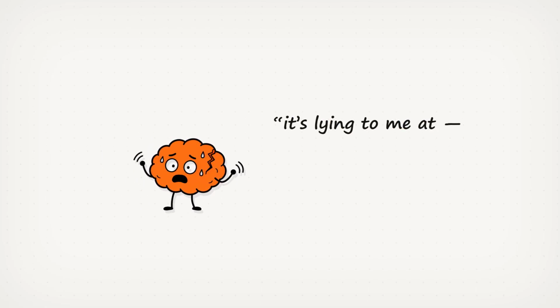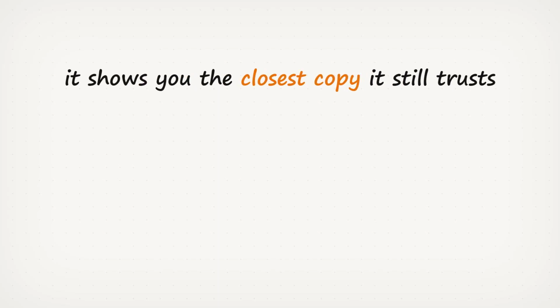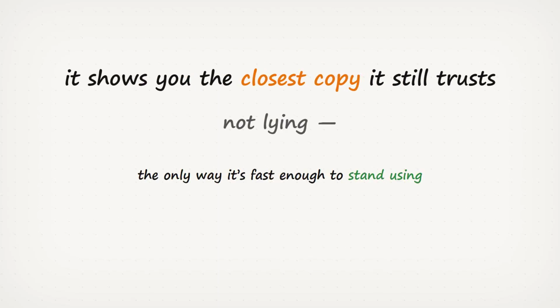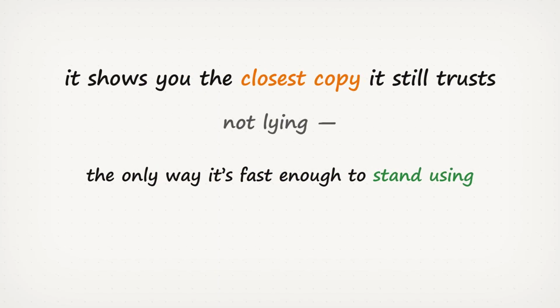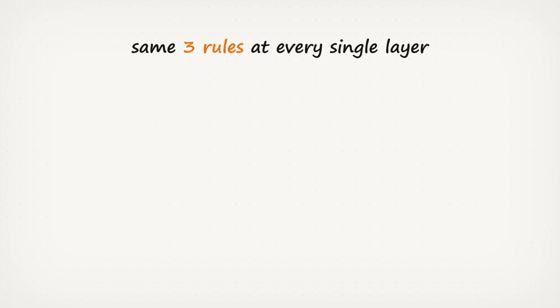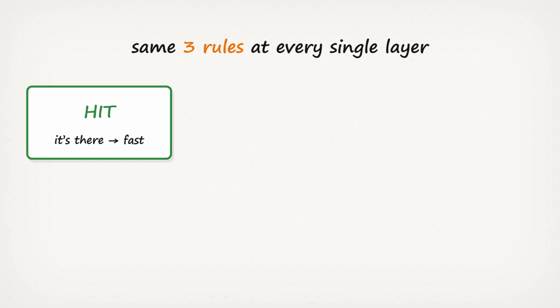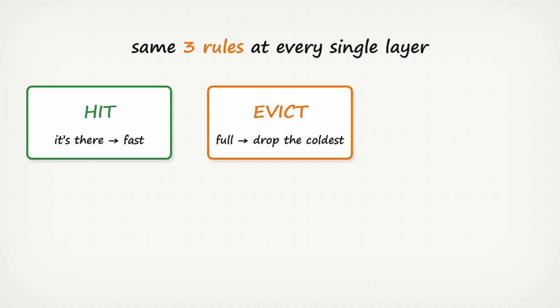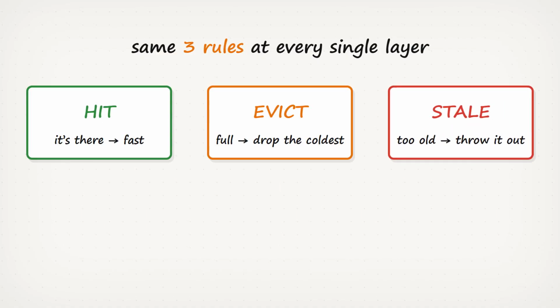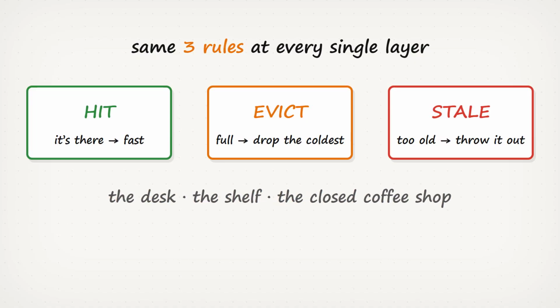So the app I'm using is lying to me at, what, 5 different levels? It's showing you the closest copy it still trusts. That's not lying. That's the only way it's fast enough for you to stand using. Same 3 rules at every single layer. Answer's there, it's fast. Shelf's full, drop the coldest thing. Copy's too old, throw it out. Remember the sticky note on the desk, the shelf that dropped your keys, the closed coffee shop? That same story plays out, top to bottom.